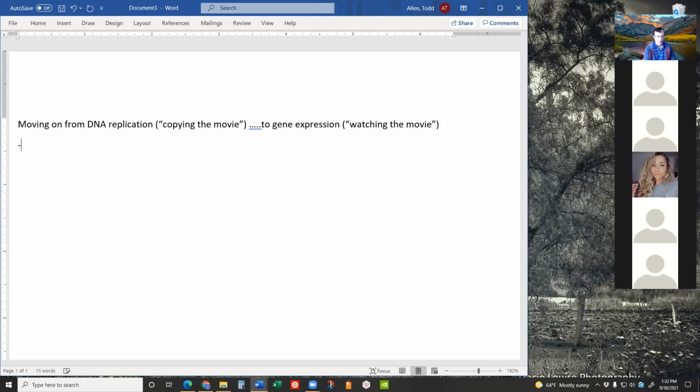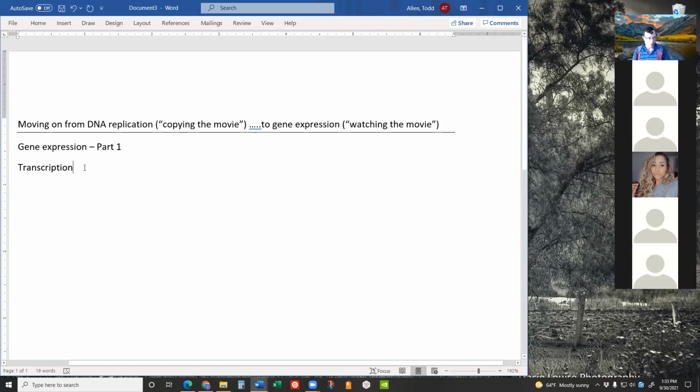Okay, so gene expression, part 1, which is transcription. Now, I'm not going to spend as much time on these processes as I did with DNA replication, right? I spent well over an hour with DNA replication between today and last class. We don't have the luxury of that amount of time, okay? But I do want to give you the basic ideas of transcription, okay?